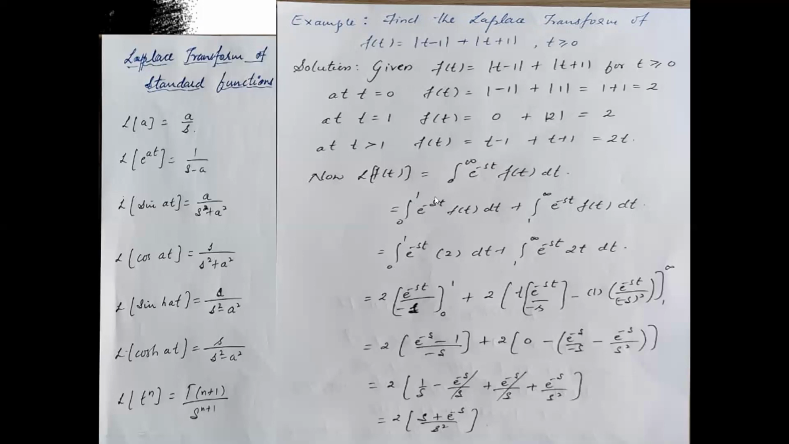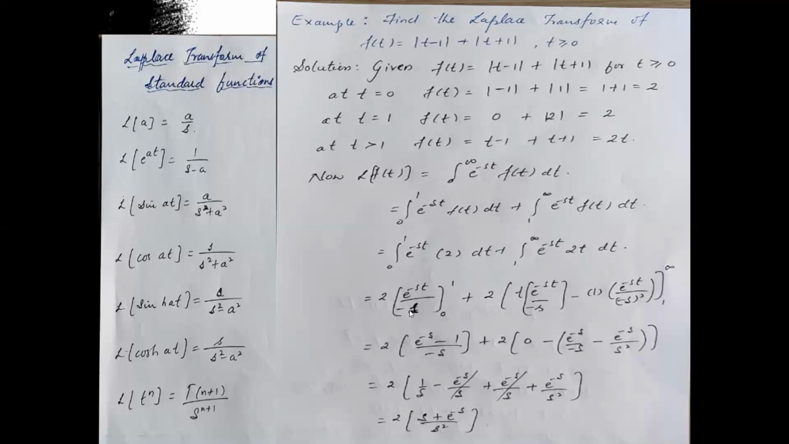Integration from 0 to 1 e raised to minus st, the function f of t will take the value 2 in this interval. So we'll write 2 dt plus, in the interval 1 to infinity, again we'll put the value of f of t, which is 2t. Now we evaluate these two integrals. 2 is a constant. Let us keep it outside.